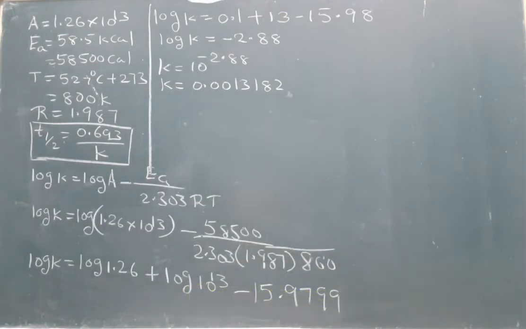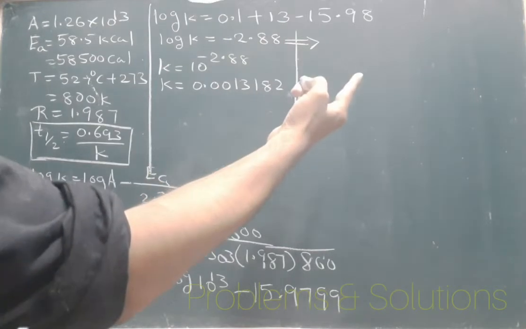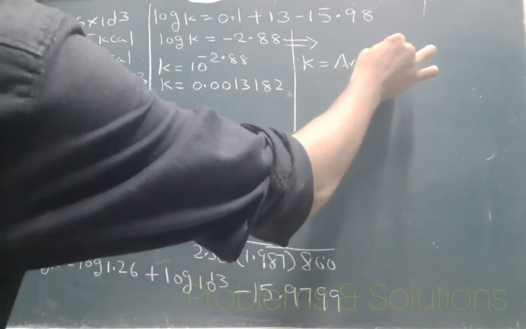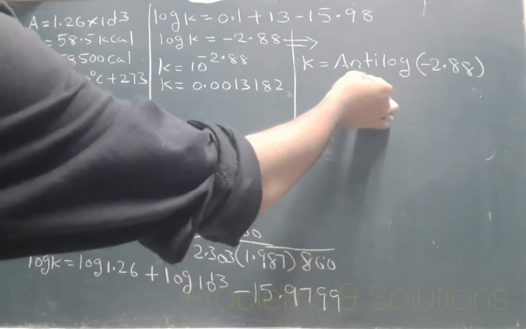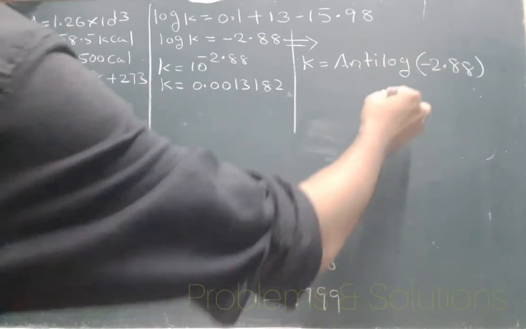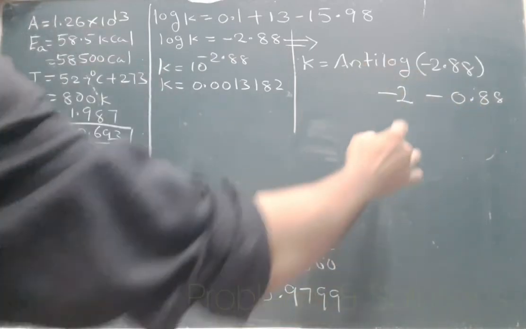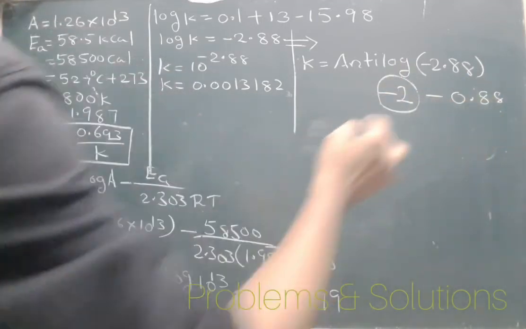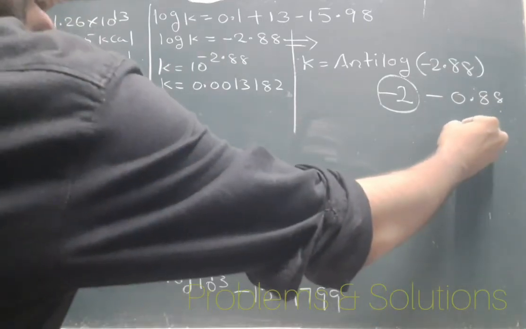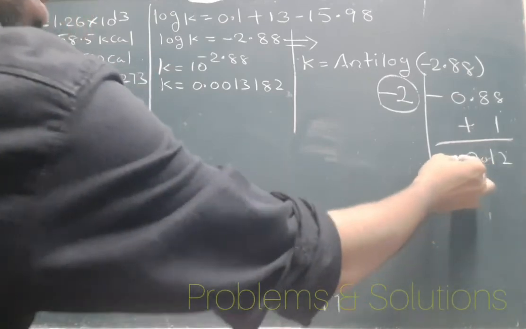What if you have an anti-logarithmic table instead of a scientific calculator? If you have an anti-logarithmic table with you, then log k is equal to -2.88, so k is equal to antilog of -2.88. But we can't find the anti-log value of a number with a negative sign directly. For this, we have to split this number first. We can write it as -3 + 0.12, and by adding these two, we'll get -2.88. Now keep the integer part aside and focus on the decimal number. Add 1 to -0.88, then you'll have 0.12. It's a positive number, right?